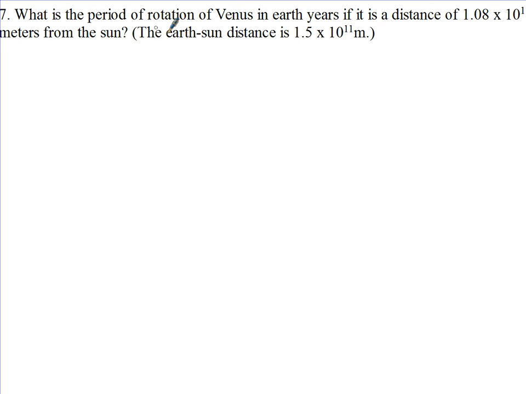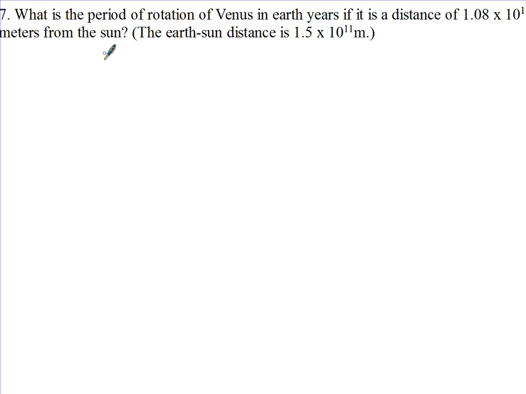All right, now what is the period of revolution of Venus in Earth years if its distance is 1.08 times 10 to the 11th meters from the sun? And the Earth to sun distance is 1.5 times 10 to the positive 11 meters. Okay, there are two ways to do this, easy way and hard way. Let me show you the mathematical trick way.